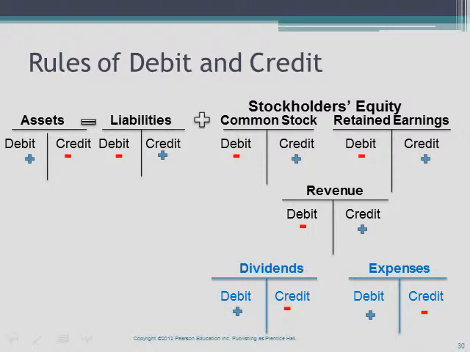And it's key to get these right and to be able to think of them in terms of, is it an asset account, a liability account, or a stockholders' equity account? And then am I increasing it or decreasing it? And depending on which side of the equation it's on, whether I'm increasing it or decreasing it depends on whether I use a debit or a credit.